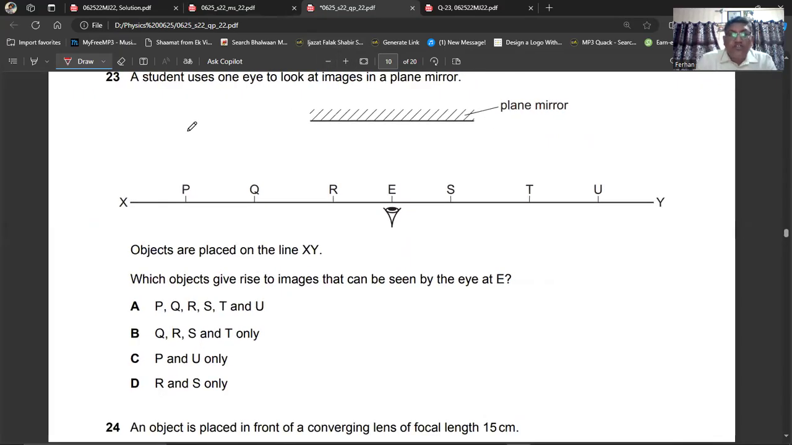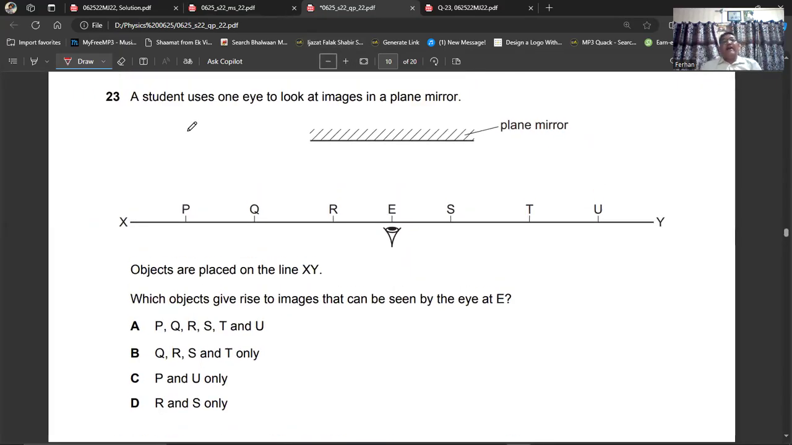Okay, here we have a question. A student uses one eye to look at the images in a plane mirror. Objects are placed on the line X and Y. Which objects give rise to images that can be seen by the eye at E? Okay, so let me show you. I have done this.